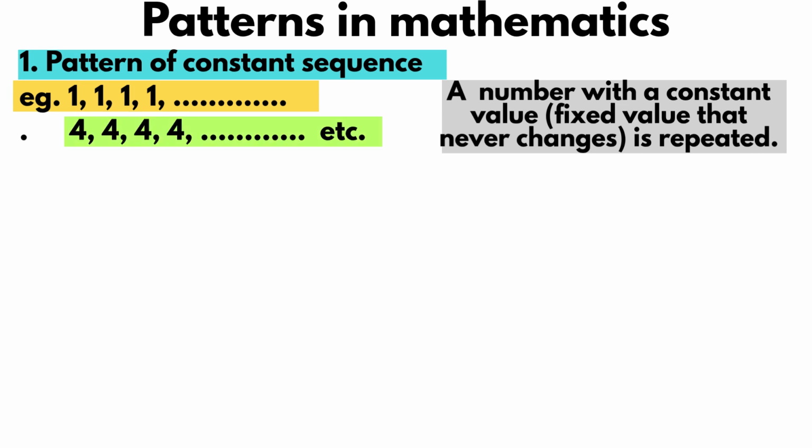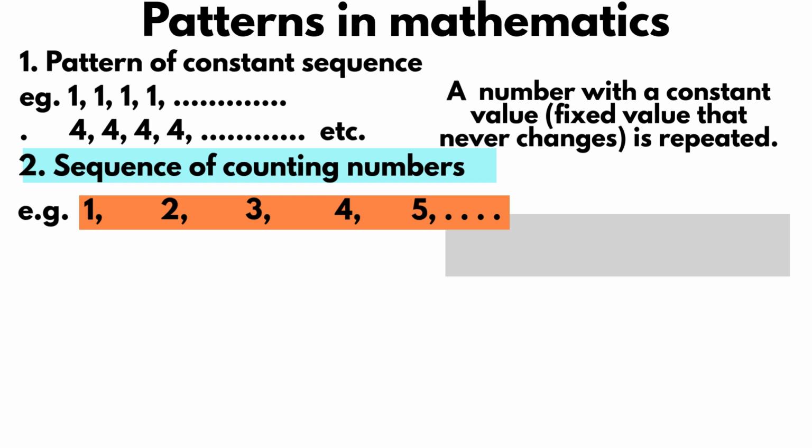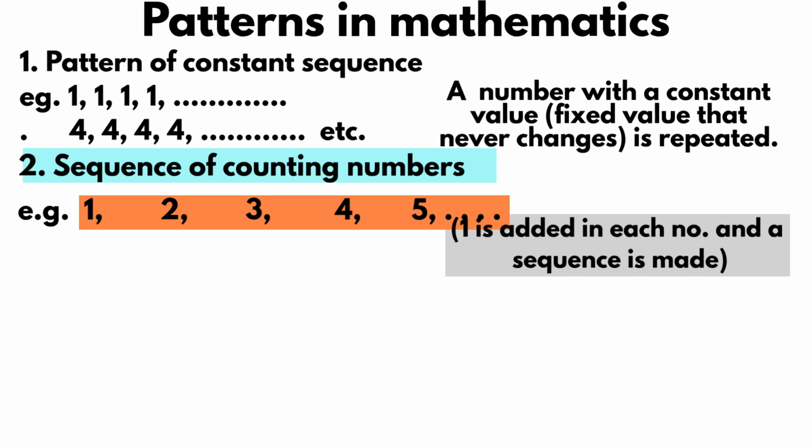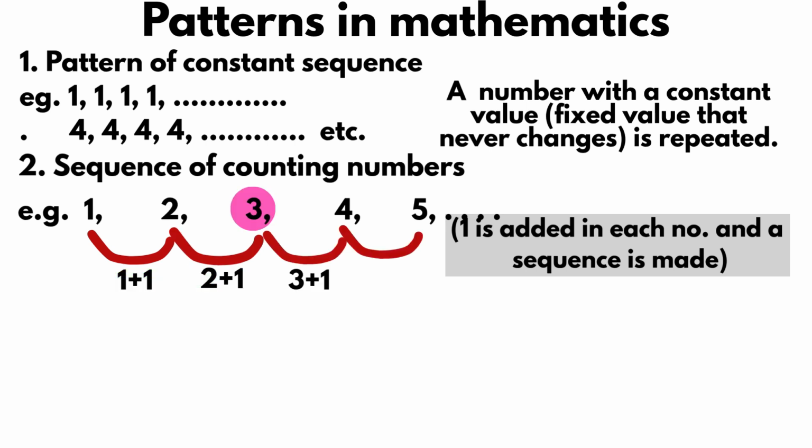The second pattern is the sequence of counting numbers, which contains numbers like 1, 2, 3, 4, etc., where 1 is added in each number and a sequence is made. First number is 1, then 1 plus 1, that is 2, is the second number, then 2 plus 1, that is 3, is the third number, and so on.